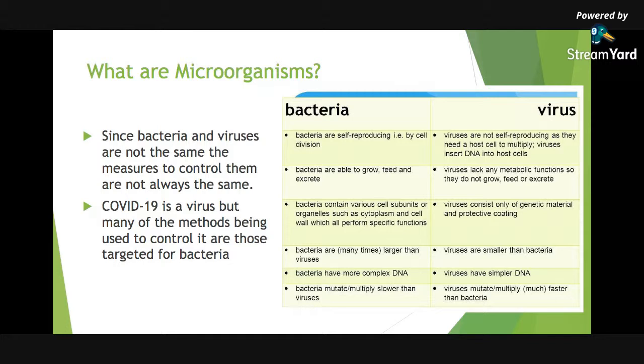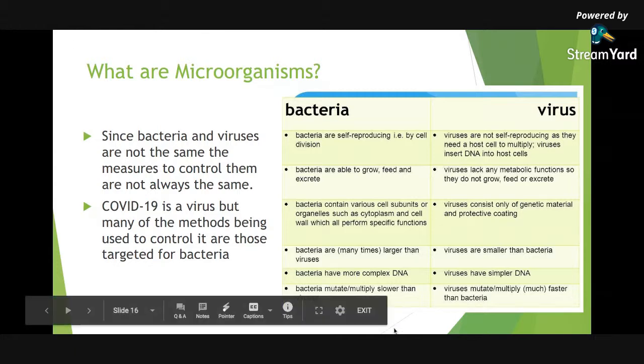Viruses are not self-reproducing. They need host cells to multiply. Viruses insert their DNA or RNA into host cells. Viruses lack any type of metabolic function, so they do not grow, feed, or excrete. Viruses consist only of genetic material and protective coating. Viruses are smaller than bacteria. Viruses have very simple DNA, usually it's RNA, and viruses mutate and multiply much faster than bacteria do.